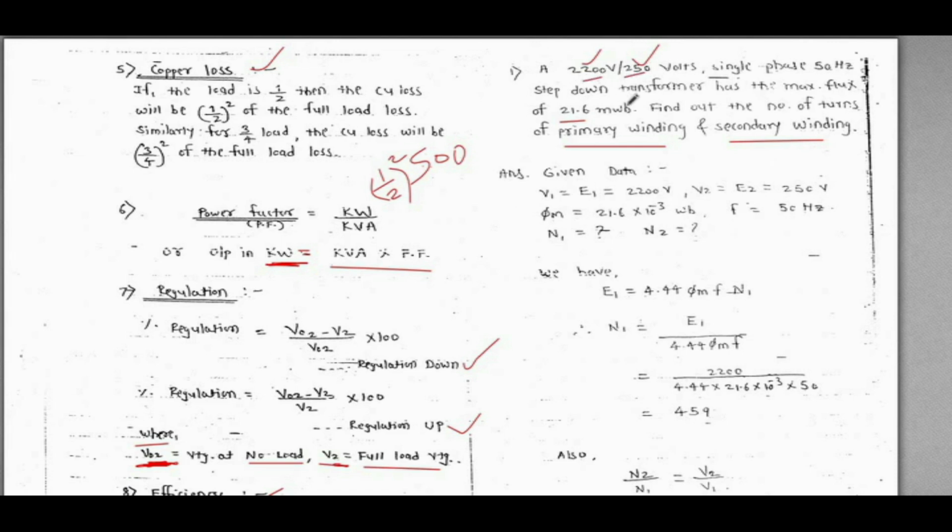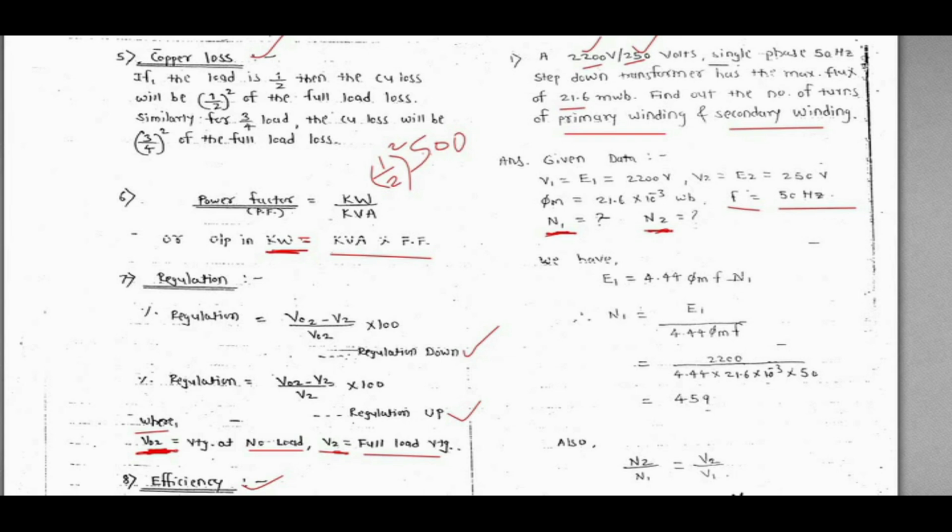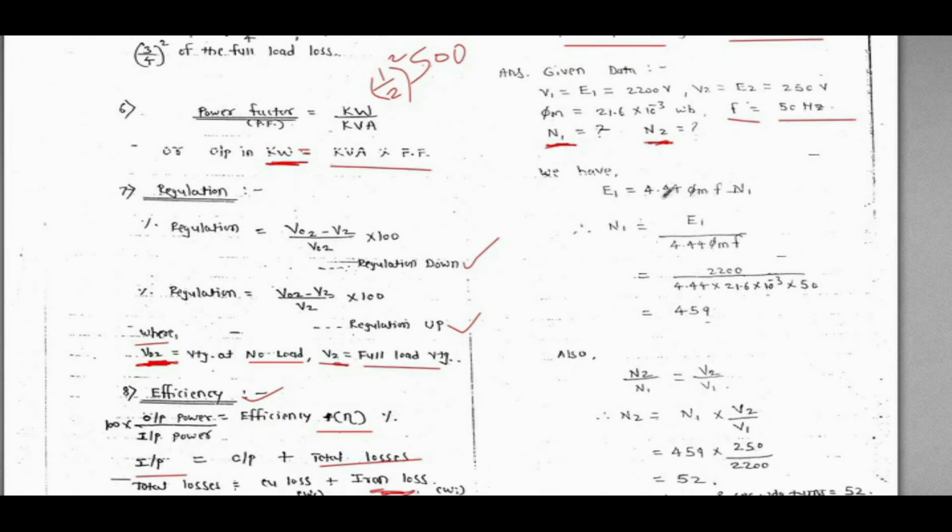Then maximum flux is given, 21.6 milliweber. Milli means 10 raised to minus 3 weber. Frequency is also given, 50 Hz. Then you have to calculate the primary winding and secondary winding number of turns, that is N1 and N2. Then we have this formula, E1 is equal to 4.44 phi m f N1. Then just put all the given data here. E1 is given, phi m is given, and f is also given. So you will have here N1 is equal to 459.